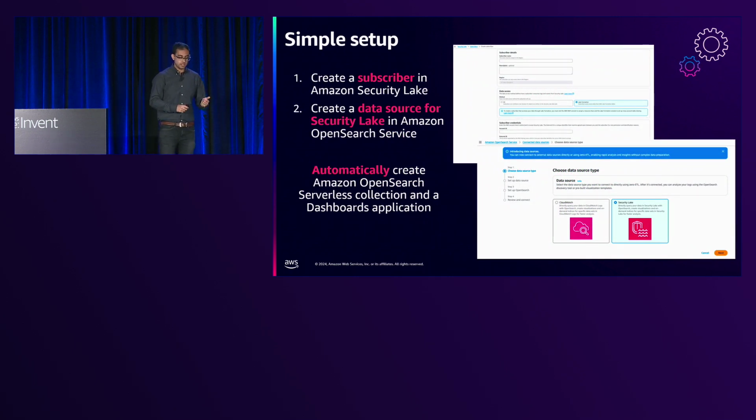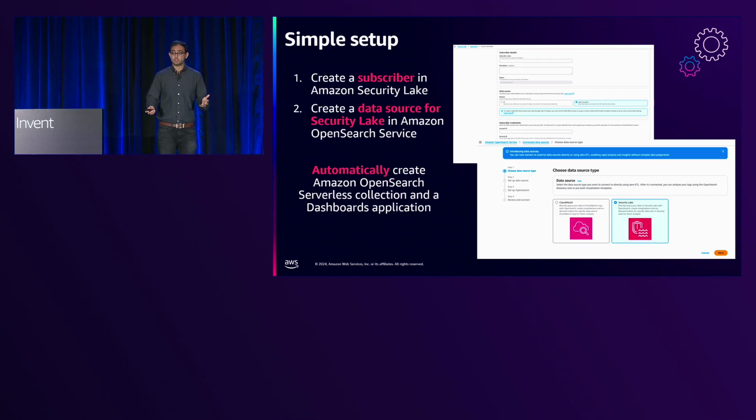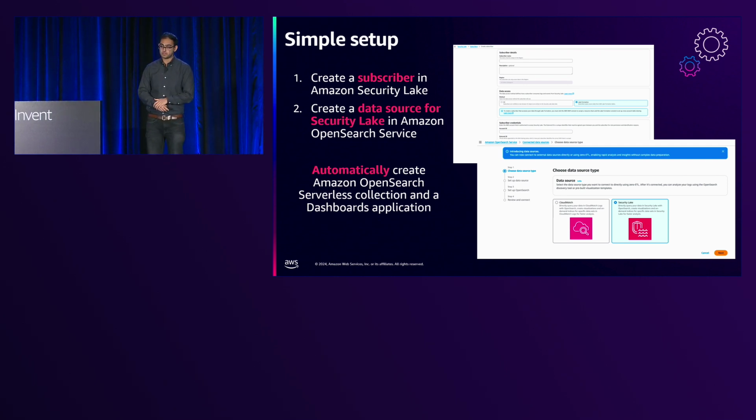Let's dive into the simple setup. All you have to do is create a subscriber in Amazon Security Lake, followed by a data source for Security Lake in the Amazon OpenSearch service. And this will automatically create all the dependent resources, such as the serverless collection and any required indices and dashboards that come out of the box. It also creates an OpenSearch UI dedicated workspace tailored for your security use cases. With the OpenSearch UI that we also recently launched, you're able to pull in other data sources such as CloudWatch logs, alongside your OpenSearch service data so you can see everything end to end in one place.